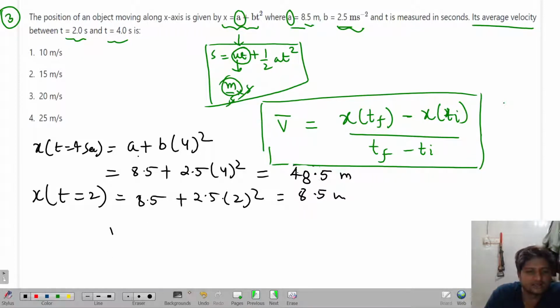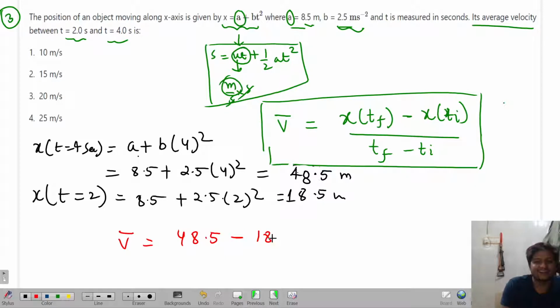So therefore, average velocity is how much? Simple. Average velocity is nothing but total displacement over time. That is 18.5. Oh, I'm very much bad at mathematics. Sorry, guys. And that is 18.5 divided by t final minus t initial, which is 4 minus 2. So it will be 30 divided by 2, which is 15 meter per second.